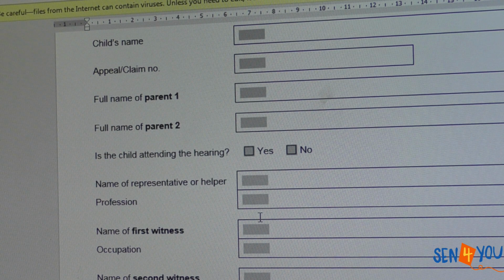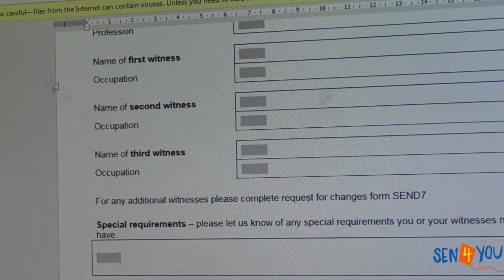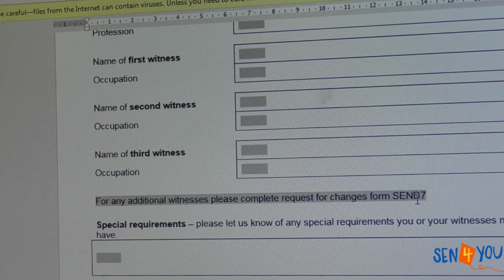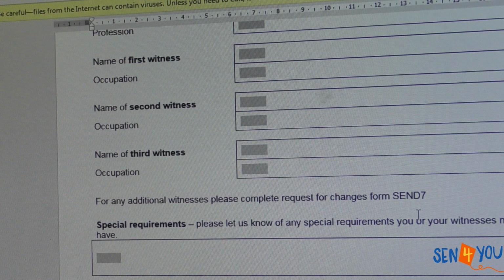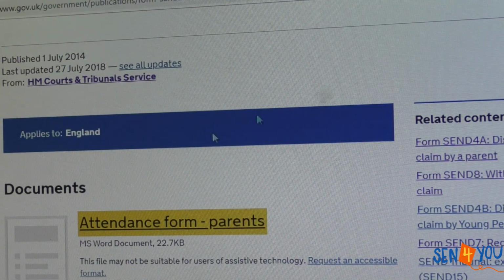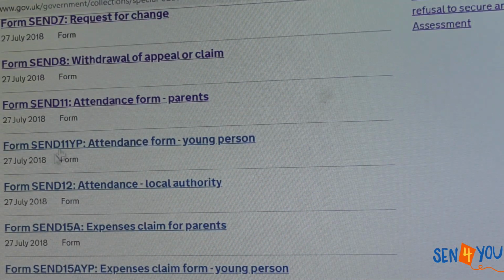The tribunal will grant those applications only in exceptional circumstances, so you'd have to be able to demonstrate why you can't provide the evidence either in written format, or why the case is exceptional, that it needs more than 3 witnesses attending the actual hearing. And indeed, if you do want to bring additional witnesses, there's a particular form, called Form SEN 7, where you provide the details of your further witnesses. So that's the attendance form.